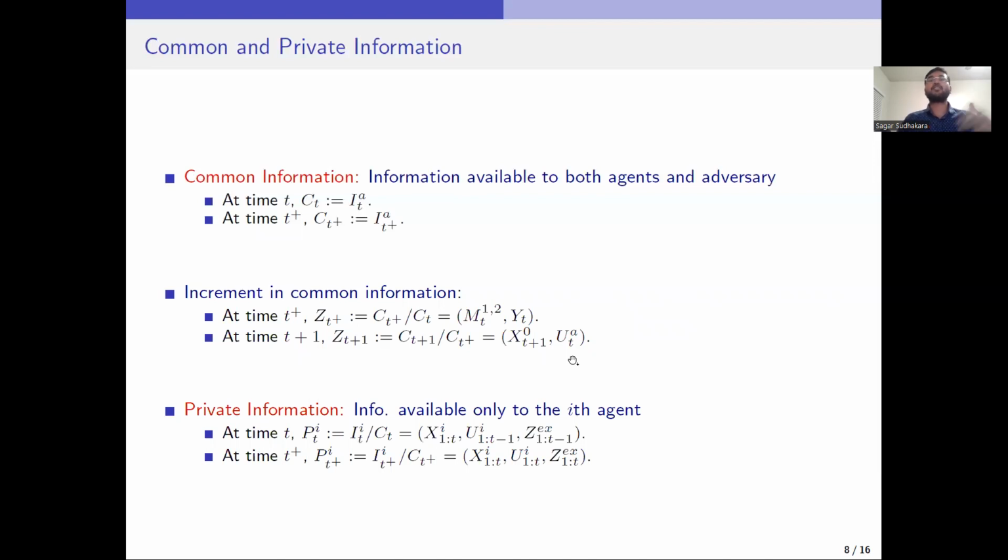Similarly, private information, that is information available only to the ith agent, is denoted by P_i^t. That is nothing but I_i^t minus C_t, which is the local states of that agent i, the local history of the control actions of agent i, and the information exchange between both the agents. And at time t+, P_i^t+ is again all the state variables of that particular agent i, all the control actions of that agent i, and the information exchange till time t.